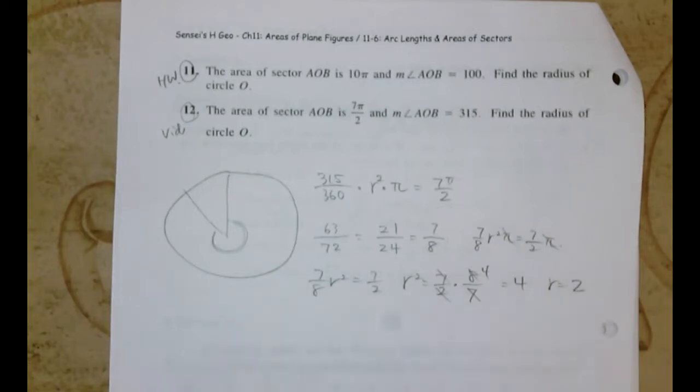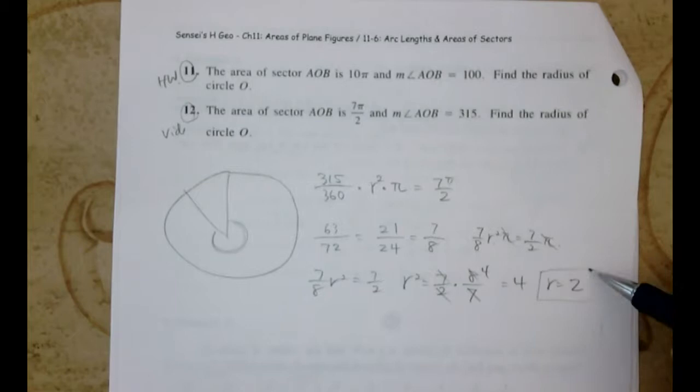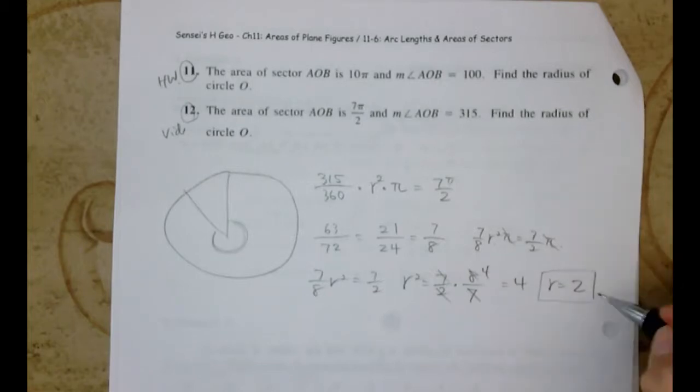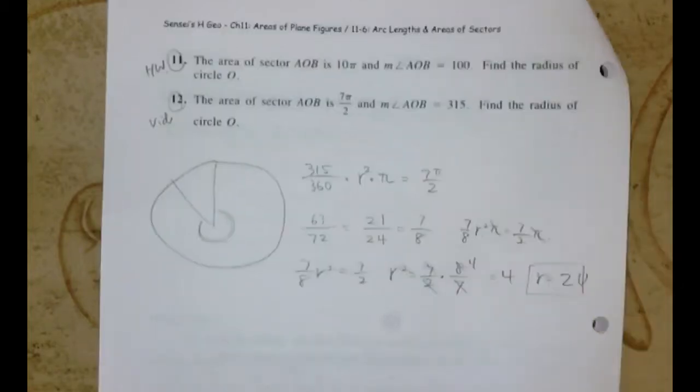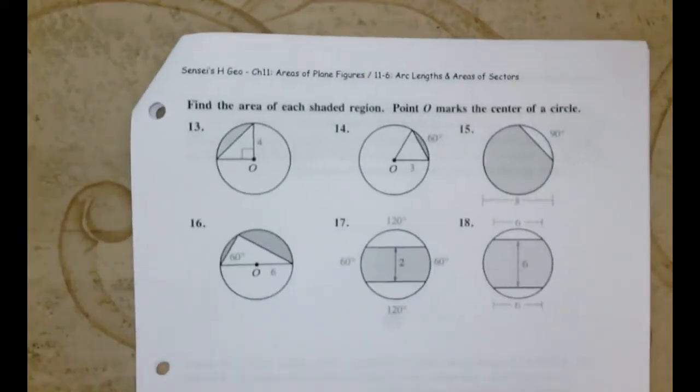Since it's a length, we don't have to worry about negative. So radius is 2 unit. It's a length, so you don't need a square. Okay? That's it. I'm going to assign one of these for survey.